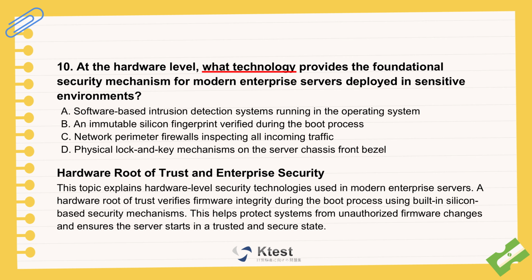Option B. Option B is the correct answer. An immutable silicon fingerprint verified during the boot process. How does that actually work? This is known mechanically as a hardware root of trust. During manufacturing, a unique cryptographic hash is physically burned into the silicon. The exact millisecond the server receives power, it checks the firmware against that burned-in hash.